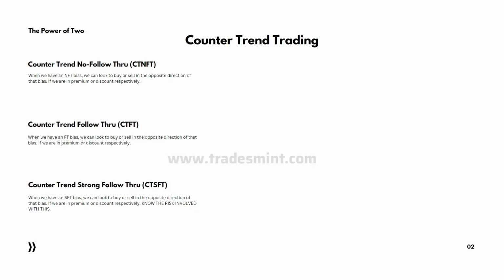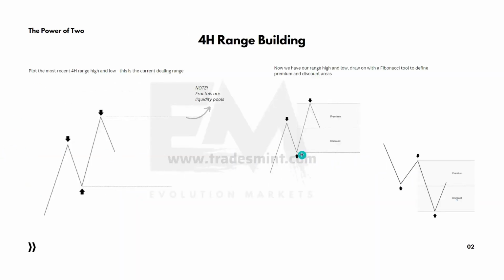Again, for example, if we've got this dealing range here and we've got an FT bias up on this fractal high, we're looking for buys in discount. In the meantime though, what have we got to do to get to discount? We're going to have to sell, and come down past premium into discount. So we can capitalize on these counter trend FT, NFT trades, counter trend NFT, so we can sell in a premium market here.